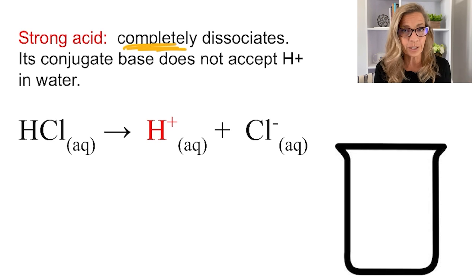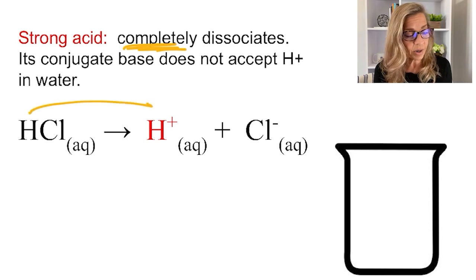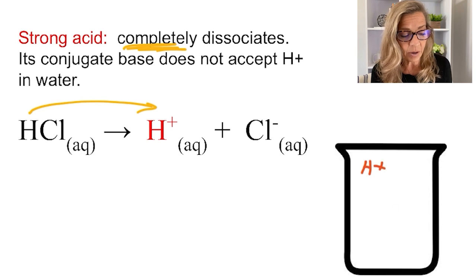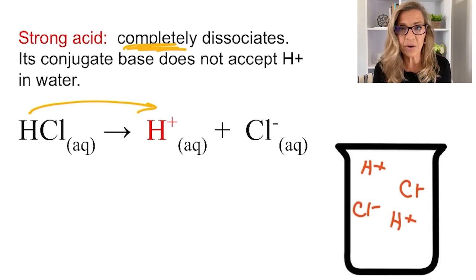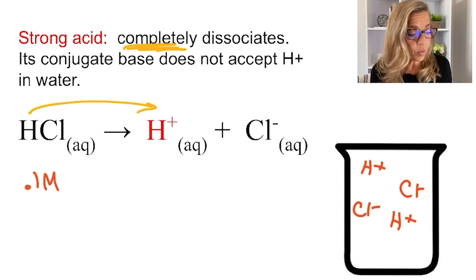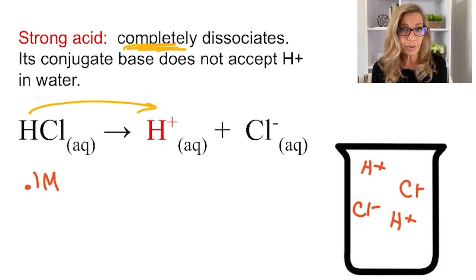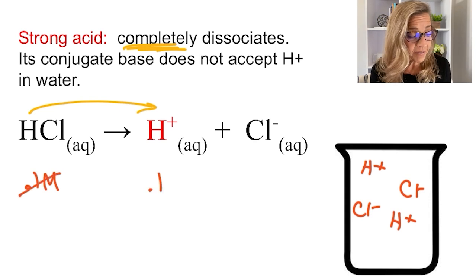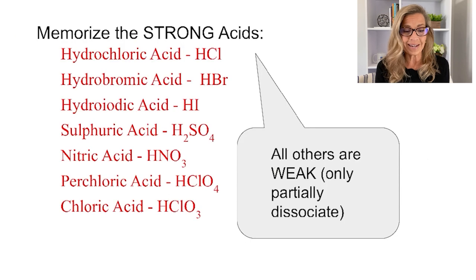So hydrochloric acid is a strong acid. Every single one of those acids comes off. So in a solution, you would have only H+ and Cl minuses. You would have no HCl's. That's the definition of a strong acid. So a 0.1 molar concentrated solution would have none of those. It would be 0.1 molar concentrated in each of those ions.